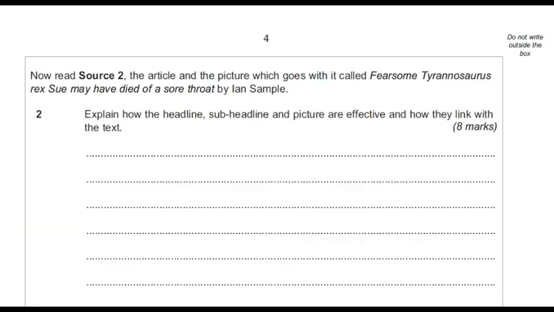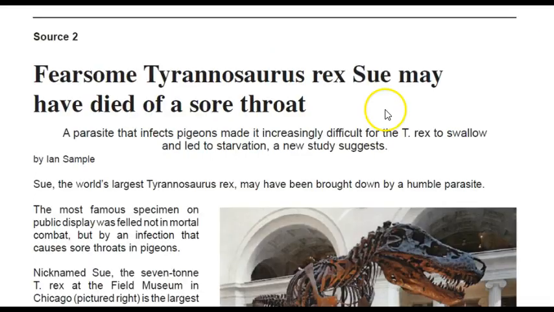The question tells you to read source 2, the article and the picture which goes with it, called Fearsome Tyrannosaurus rex Sue may have died of a sore throat by Ian Sample. Explain how the headline, subheadline and picture are effective and how they link with the text, and this is worth 8 marks. Let's have a look at the heading.